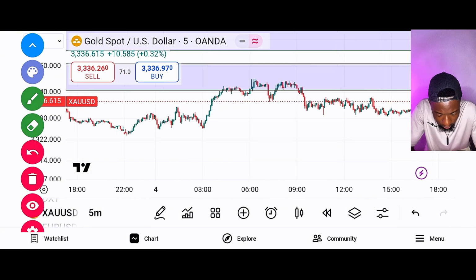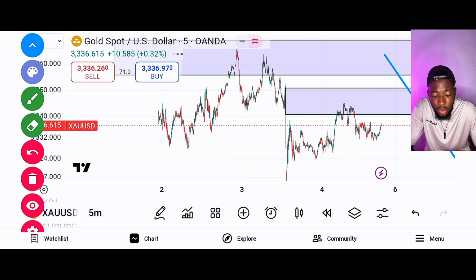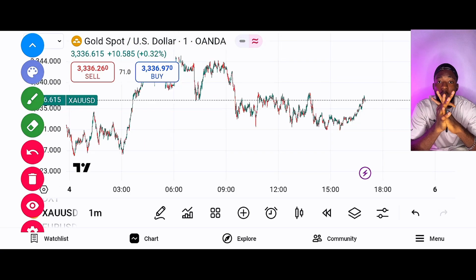So this is it. And you see that the bias could actually change depending on the kind of trader that you are.